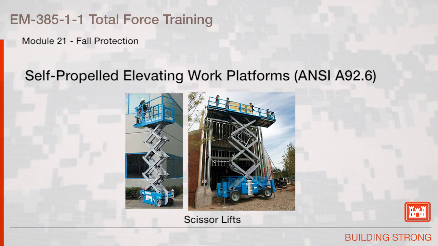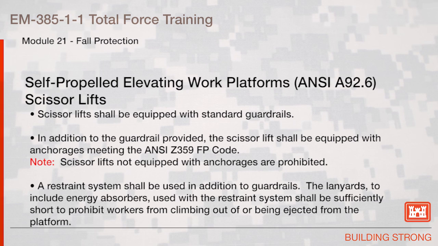Self-propelled elevating work platforms covered by ANSI A92.6, or scissor lifts. Scissor lifts shall be equipped with standard guardrails. In addition to the guardrail provided, the scissor lift shall be equipped with anchorages meeting ANSI Z359 fall protection code. Note: scissor lifts not equipped with anchorages are prohibited.